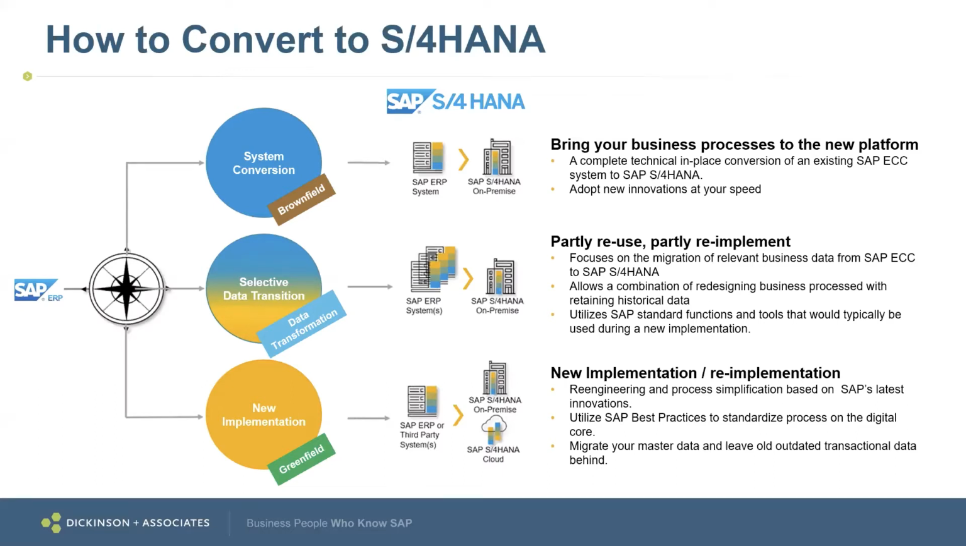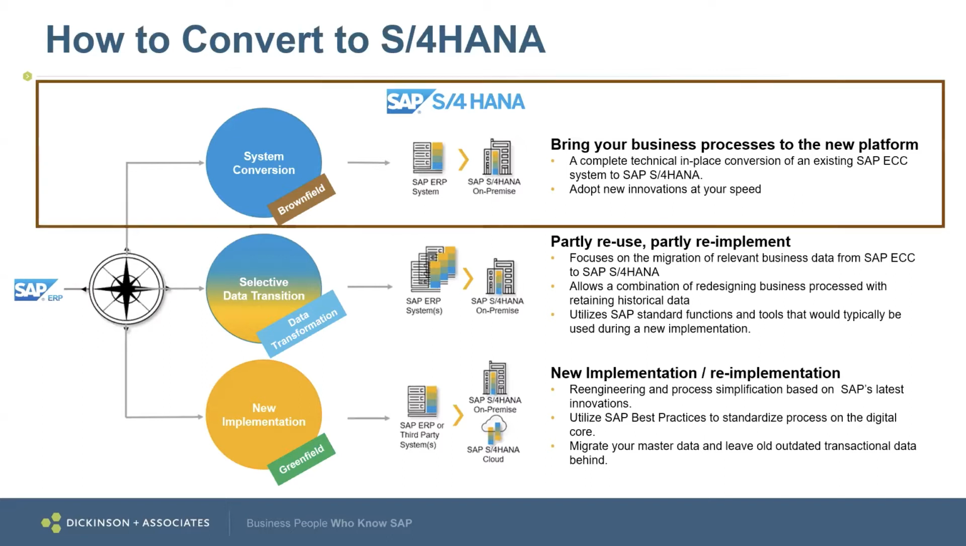A selective data transition is the second option, which does allow you to establish a new S/4HANA environment and still use your ECC system as a legacy, but it actually does a selective move of information. So you don't necessarily bring over all of the information that you had in your ECC system, and you're able to enrich the data as you move it.